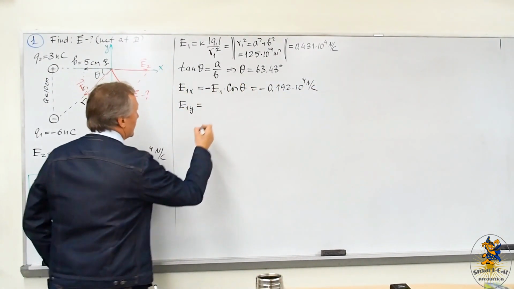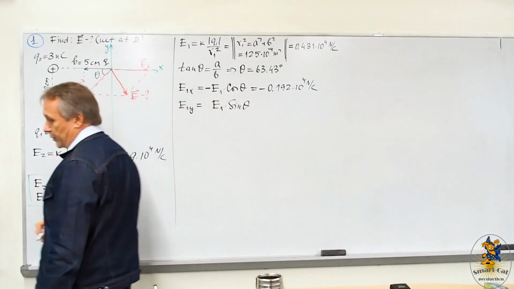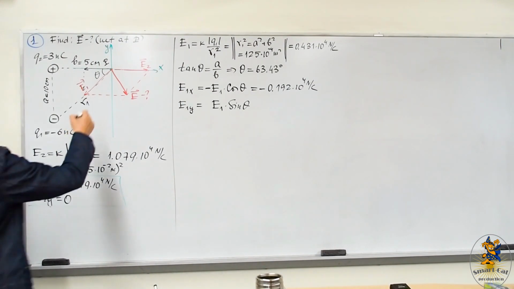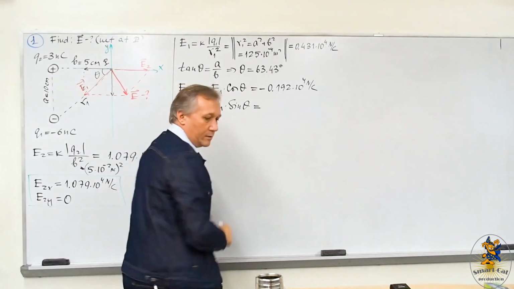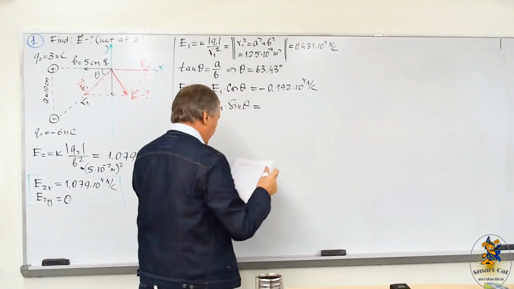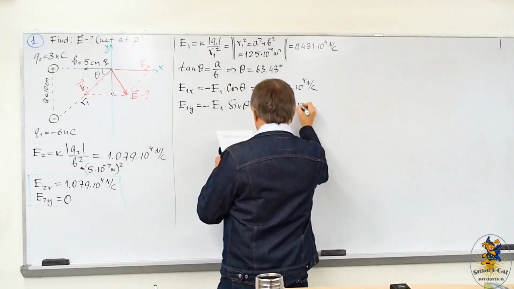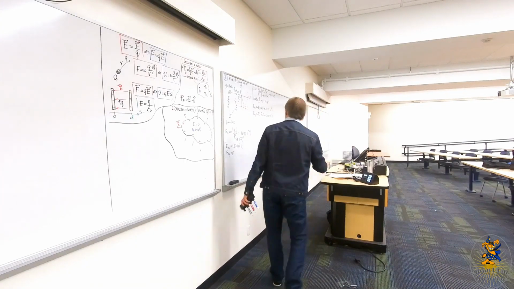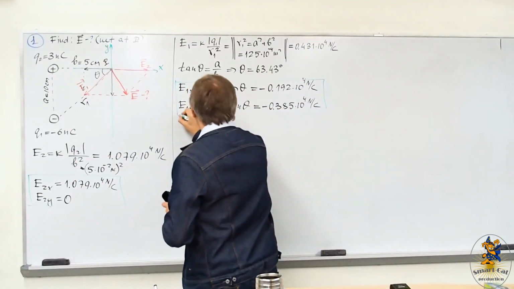And now something similar with y component. E1, of course, now there must be sine function. If we use cosine in the previous case, now there must be sine function. And positive or negative component? Negative. Of course negative, because this component is also pointing in the negative y direction, so minus. And after crunching numbers, you will get minus 0.385 times 10 to the power of 4 newtons per coulomb. Okay, so now we found components. So that is the second set of components.